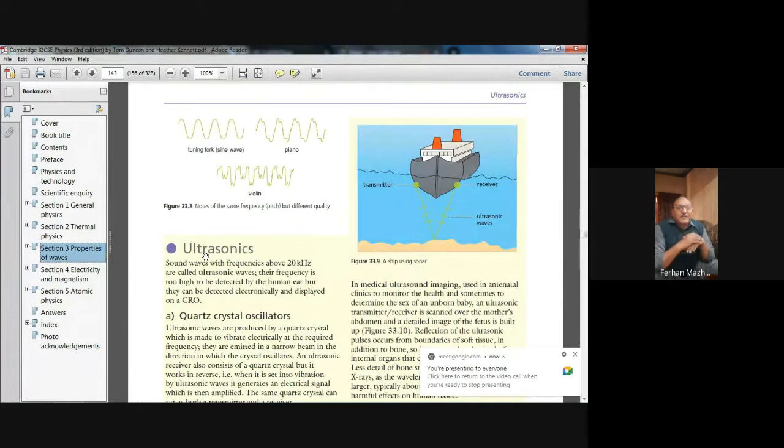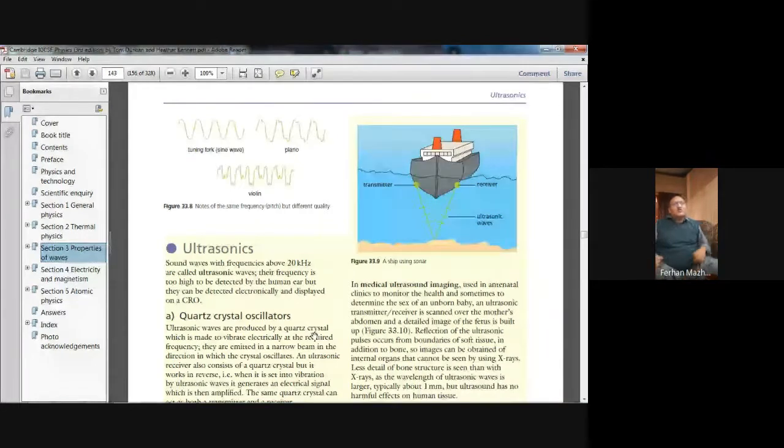My name is Ferhan Mazher, and right now I am with the 10 Cambridge class, and we are studying Physics 5054. We are working on the chapter of sound, and we have almost completed this chapter. It will require, I think, one more lesson, and then we can go into the past paper questions regarding the sound.